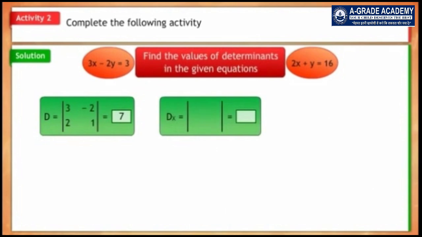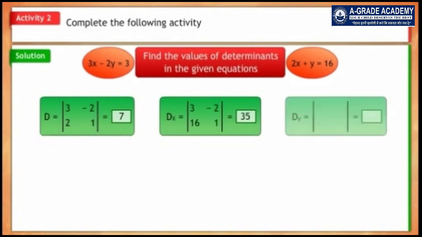Determinant Dx is equal to |3 -2; 16 1|, which is equal to 35. Determinant Dy is equal to |3 3; 2 16|, which is equal to 42.